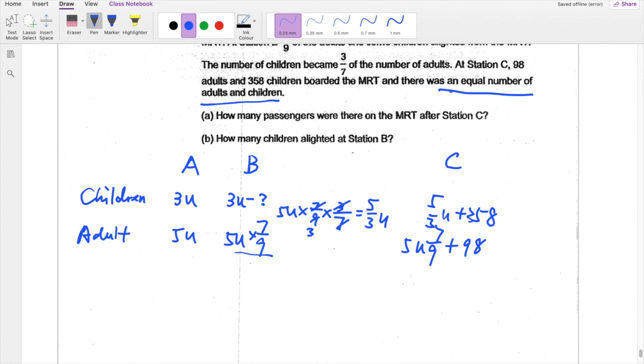So he says there were equal number of adults and children. So these two we can make a formula. Right? Then we can calculate what is the U here. Right? So here if we times 9 on both sides, right? Then if 9 crosses 3, 15U, right?